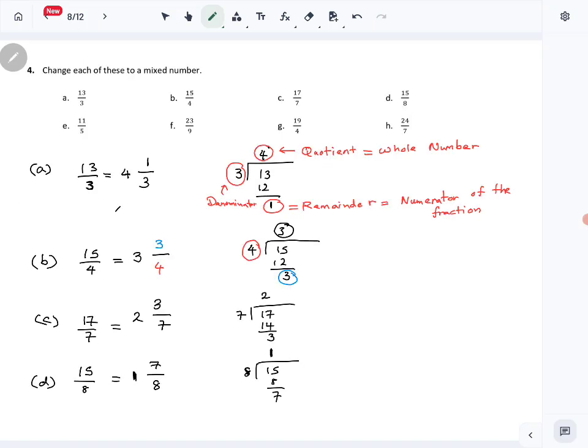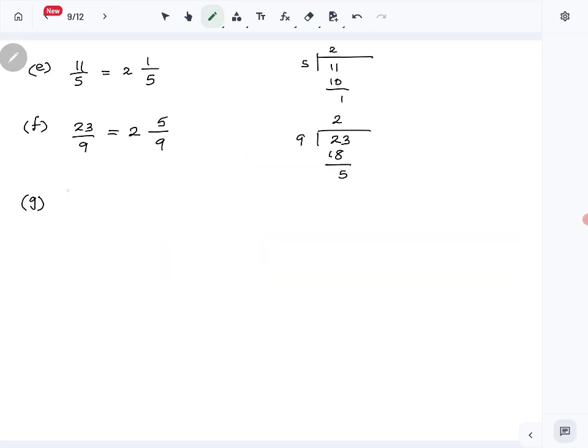Next one, let's do the next one. 19 over 4, same method. How many 4s inside of 19? 4, right? 4 into 4, 16. 19 minus 16, 3. So the whole number is 4. The numerator is the remainder 3, divided by 4, right?